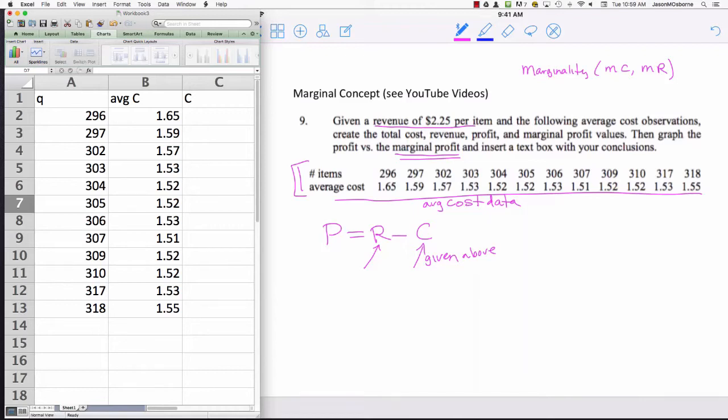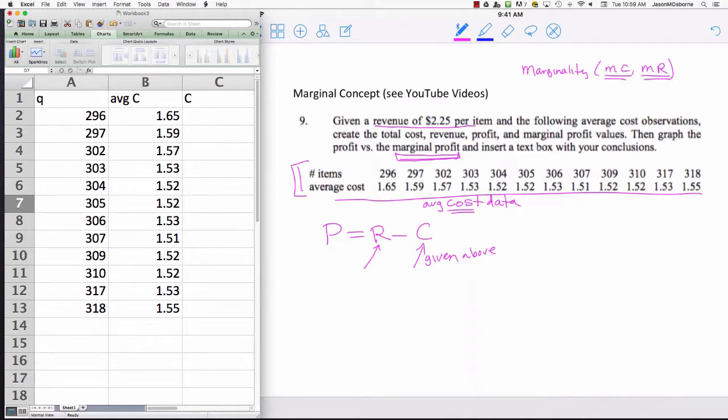Prior to this video, we've looked at the concept of marginality, specifically the marginal cost and the marginal revenue. In this video, I'd like to look at a marginal profit problem where you've been given certain data. The data that we're seeing on the screen is average cost data, so the cost per item, and the cost per item changes depending on the number of items that you're going to try to make.